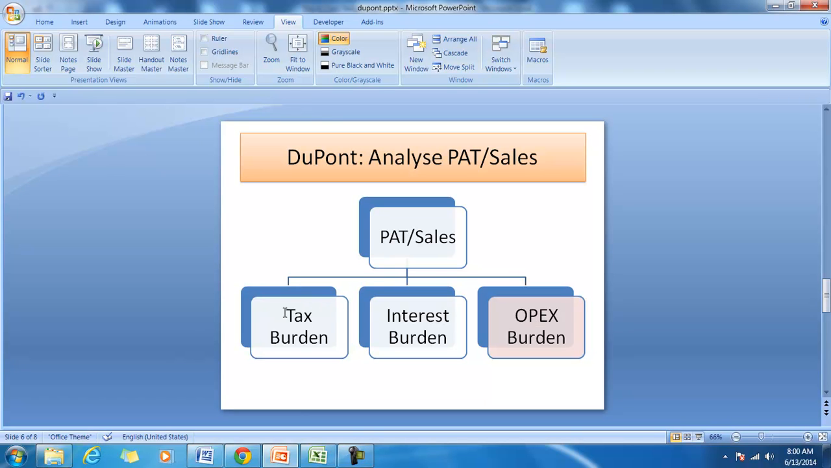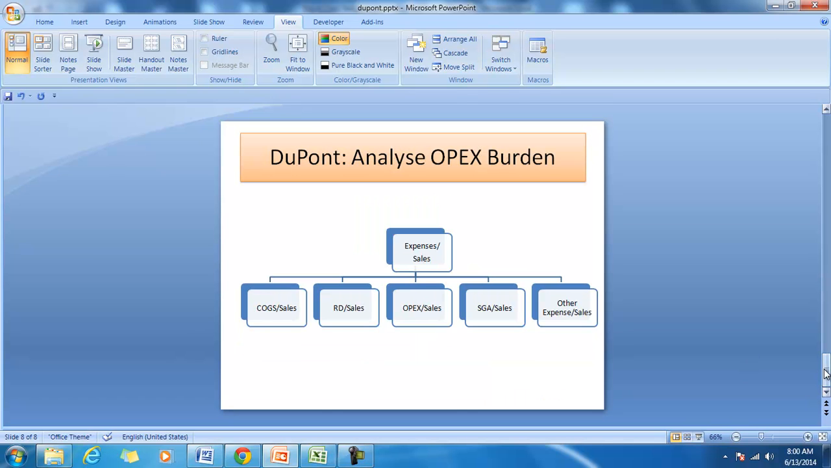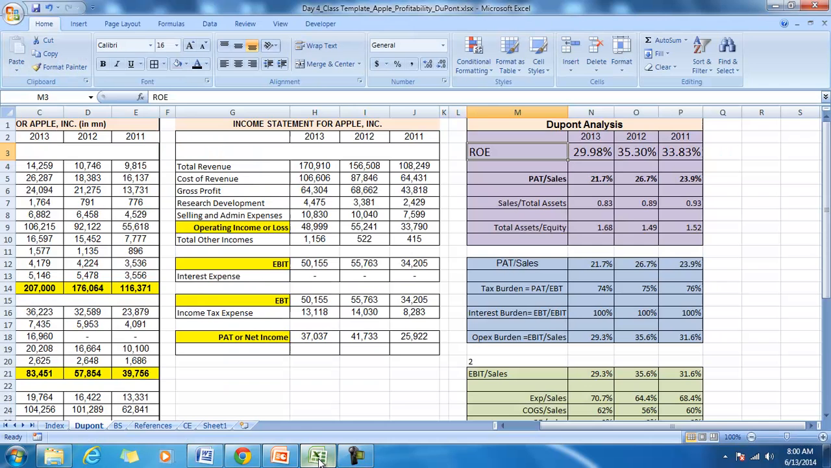Tax is statutory in nature. Interest depends on the financing decision. So there is a need to understand the operating expense. And operating expenses can be COGS or R&D or other expenses, or maybe selling and distribution, depreciation. Depending on the situation, it is possible to drill down these expenses.